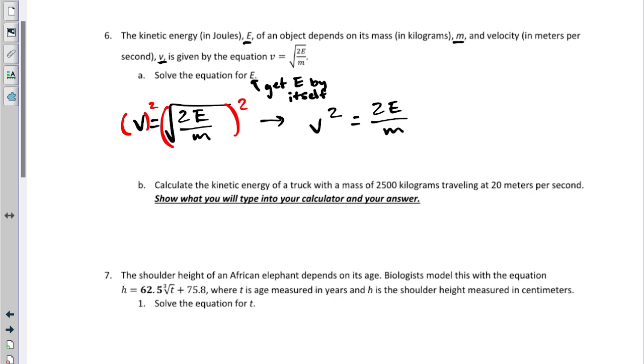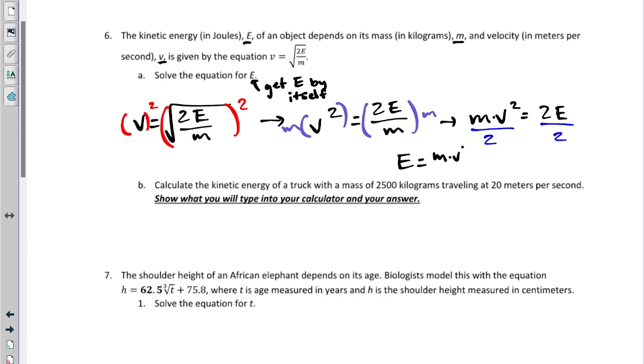Well, I still don't have E by itself. I have some stuff that's stopping it. First of all, it's being divided by M. And so in order to cancel that division, I'm going to multiply by M. That means I'm going to get M times V squared equals 2E. Then if I want just E by itself, all I have to do is divide both sides by 2. And I end up in total with E equals M times V squared over 2. And there's my answer. Okay, I've officially got E by itself.